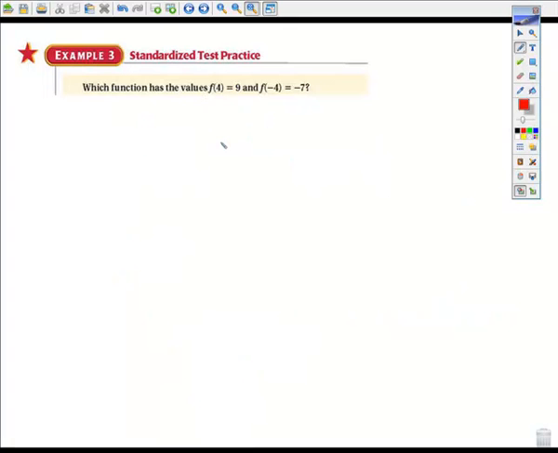And lastly, they're going to give you function form. Remember f at 4 equals 9. That means when x is 4, y is 9. F at -4 is -7. So -4 is the x and y is -7. So now it's just like the problem we previously did.